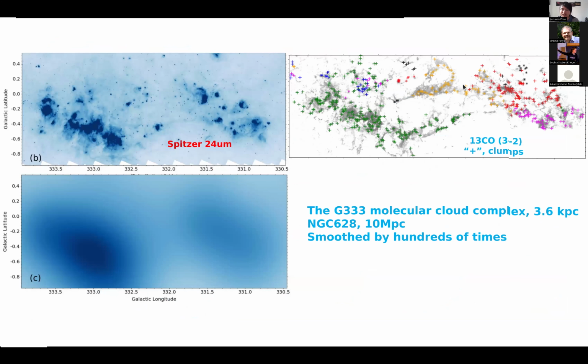So here is the molecular cloud complex in the Milky Way. This cloud includes hundreds of clumps. And this is the middle infrared image of this region from space. So if we put this molecular cloud in a nearby galaxy, such as NGC 628, the distance is around 10 megaparsec. So to some extent, it's equivalent to smoothing this image hundreds of times. So we got this one, and all details disappear.